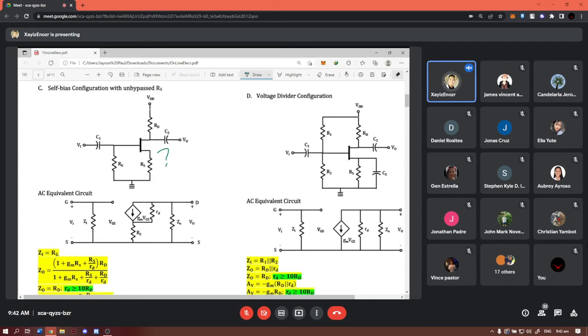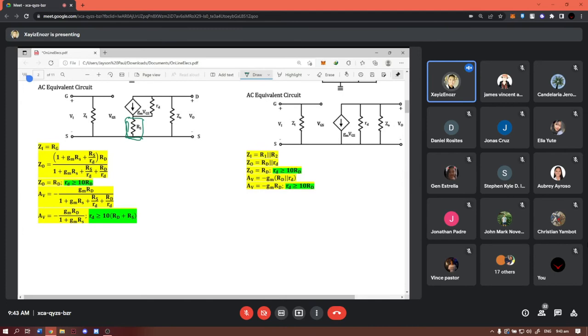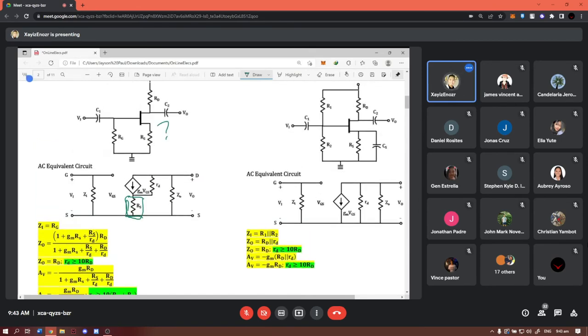So makikita nyo sa ating equivalent circuit, medyo nabago siya compared sa dalawang nauna. Okay, so makita nyo meron na tayong RS here. Kasi may epekto yung RS sa equivalent circuit niyan. Okay? So our formulas now will be, ito, medyo mas mahaba to. Okay? Ang input impedance natin is RG. So kasi ang input naman natin nasa gate terminal. Okay, so okay na yan.